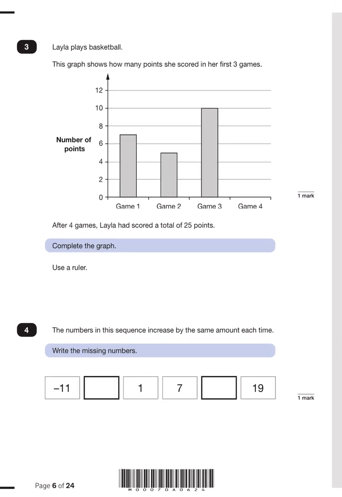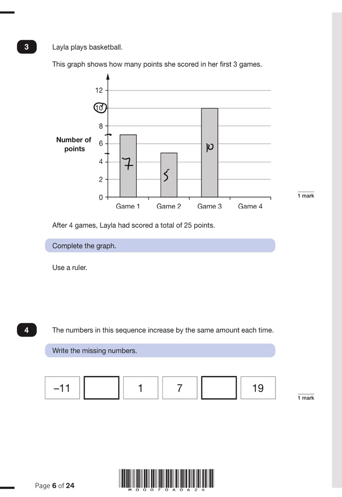Number 3. Layla plays basketball. This graph shows how many points she scored in her first 3 games. After 4 games, Layla had scored a total of 25 points. Complete the graph. Game 1, between 6 and 8, we've got 7. Game 2, between 4 and 6, we've got 5. And game 3 is 10.